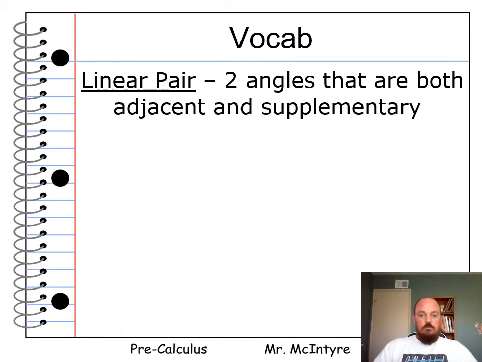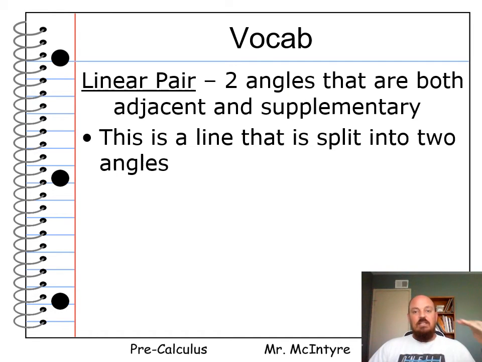So our next one is called a linear pair. And the definition of linear pair, you can see it on the screen right now. It says it's two angles that are both adjacent and supplementary. Those were two of our first three vocab words for today. So adjacent means two angles that are stuck together, and supplementary means they add up to 180 degrees. Now what happens when you put those two things together is you get a straight line that's split into two angles. So here's what a linear pair would look like.